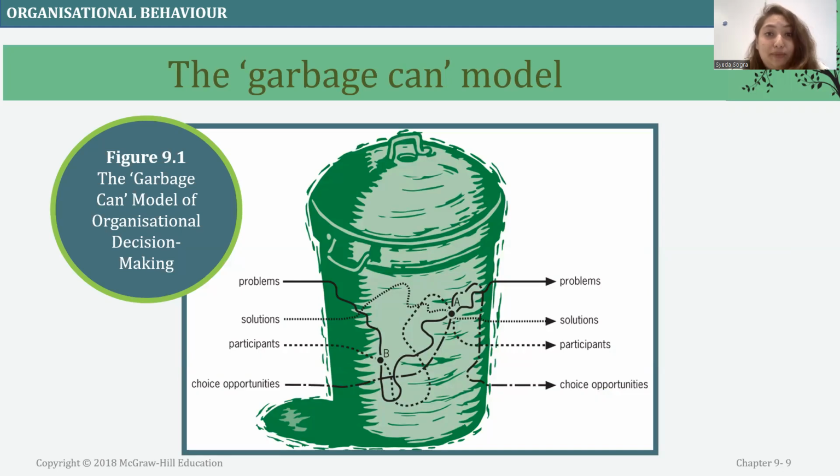The next one is the garbage can model. When we face any problem within the organization or in our personal lives, different problems come our way, and there are definitely different types of solutions. There are certain participants who contribute to that problem or to the solution. And we have some choice opportunities to resolve that problem.